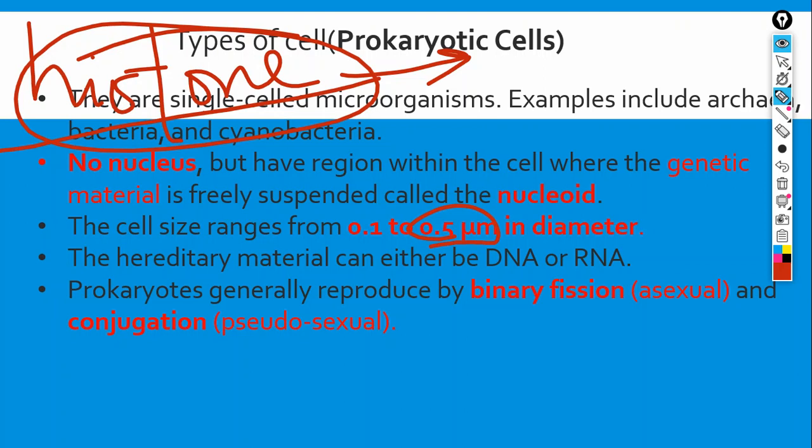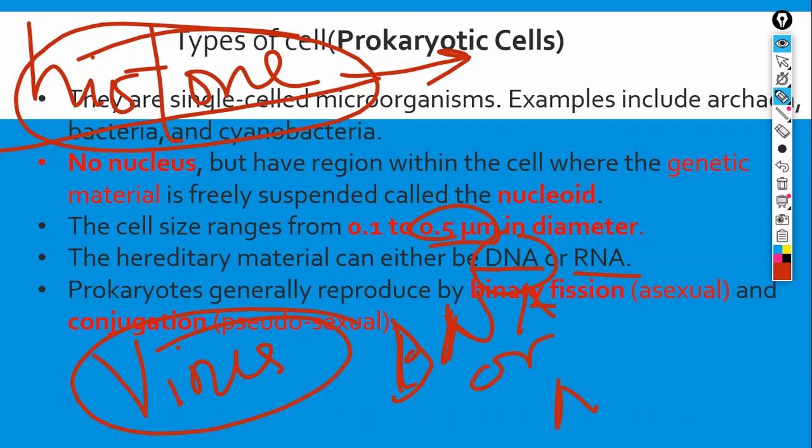Then the hereditary material can either be DNA or RNA, but never both. That is for viruses. Viruses have only DNA or RNA; they never have both. Prokaryotic cells may have both. That is why you see ribosomes floating freely in their cells. We are going to have pictorial views of these things in a moment, but I just want us to understand some of these things.